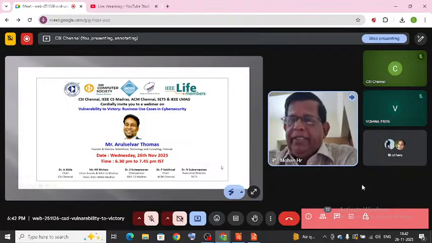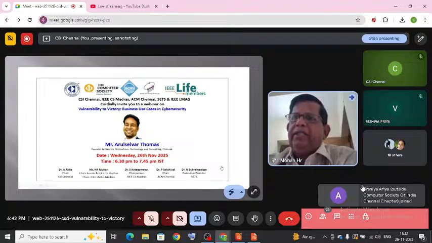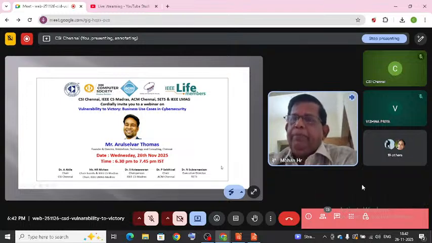And as you are all aware, 30th November is being observed globally as Computer Security Day. And we have been regularly, for several years, organizing programs relating to computer security on 30th November or a nearby date, depending on the convenience of the speaker and other organizers. And this year the program on Computer Security Day is organized a little earlier, on the 26th today, on the theme Vulnerability to Victory with few cyber security use cases.